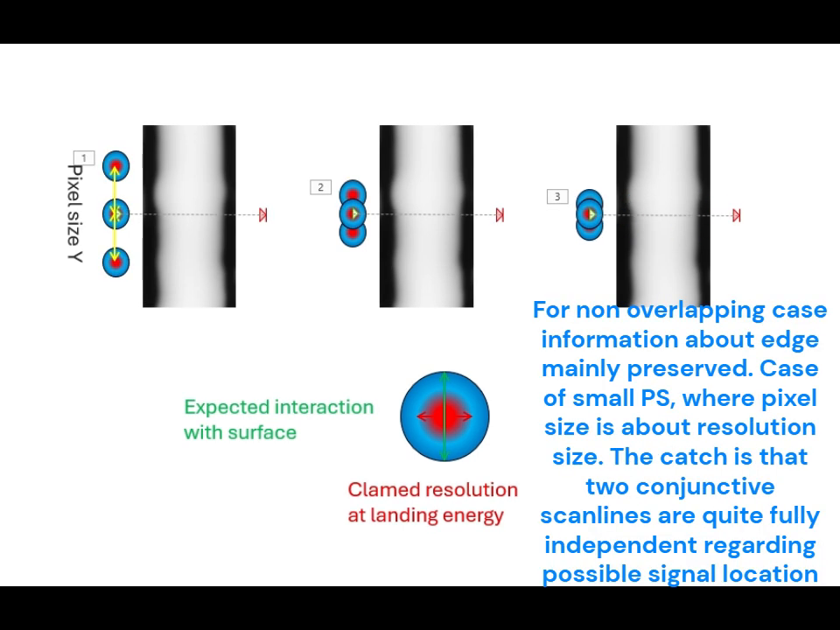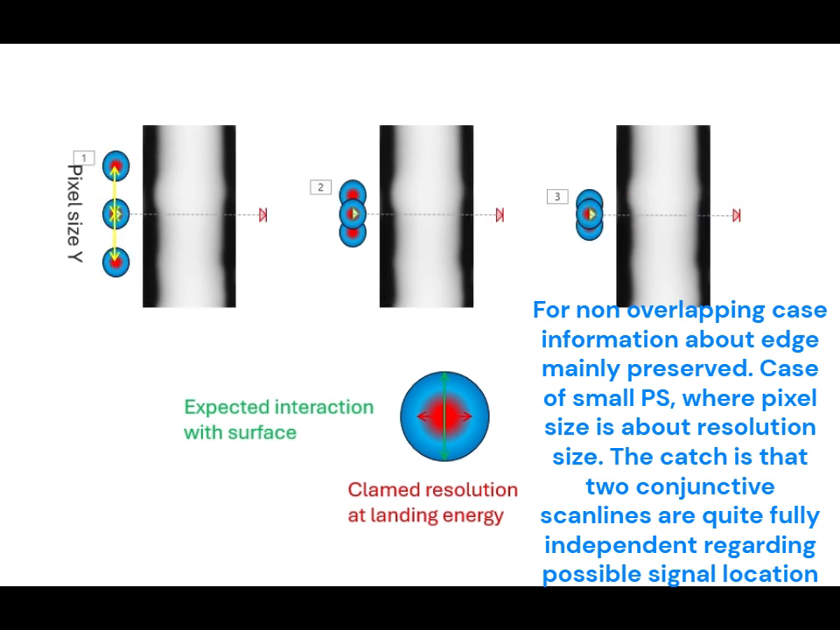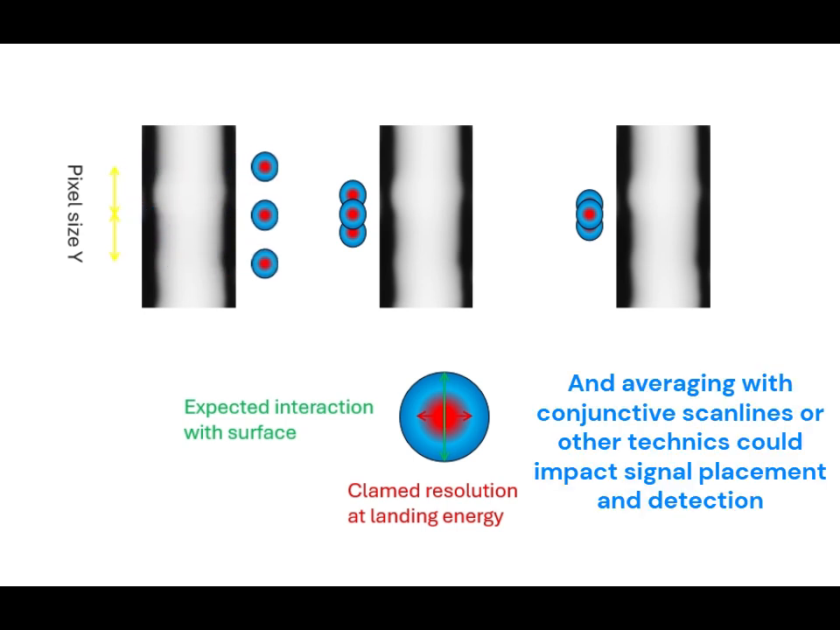For the non-overlapping case, information about edge is mainly preserved. This is the case of small PS, where pixel size is about resolution size. The catch is that two conjunctive scanlines are quite fully independent regarding possible signal location. And averaging with conjunctive scanlines or other techniques could impact signal placement and detection.